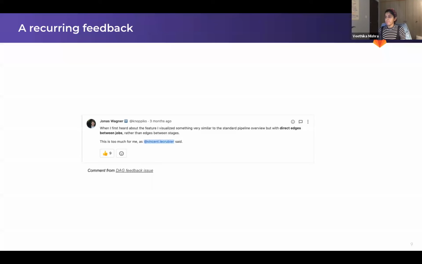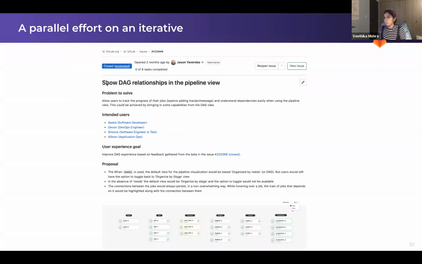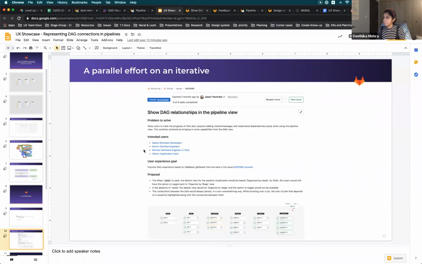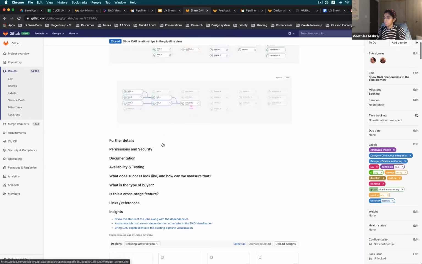So we found that to be a very safe area to play with. All we had to do was correct a few connections. This issue was opened by Jason, and we started to work on it. This was happening around the 13.3 milestone. So I would quickly go to the issue and show the designs that we had worked on. The problem was the same: the connections should represent the actual dependency between jobs.